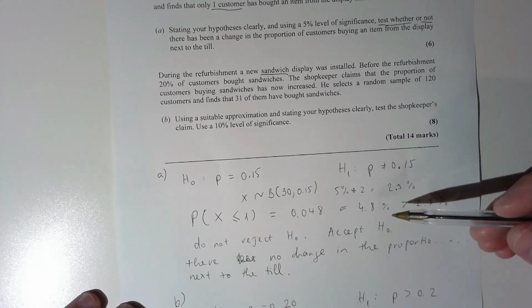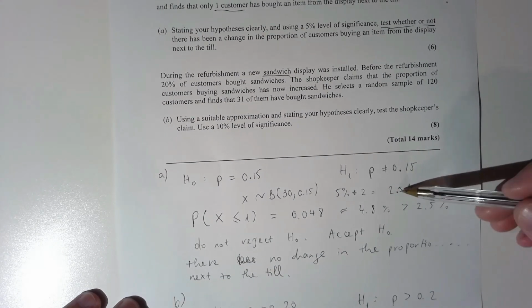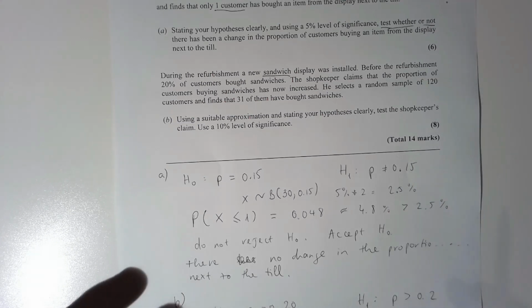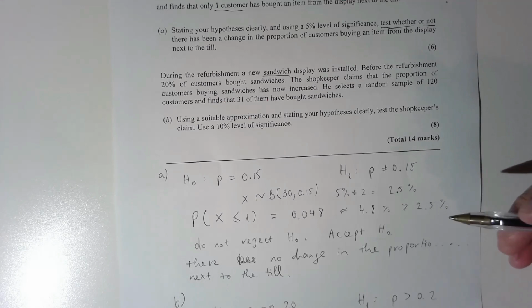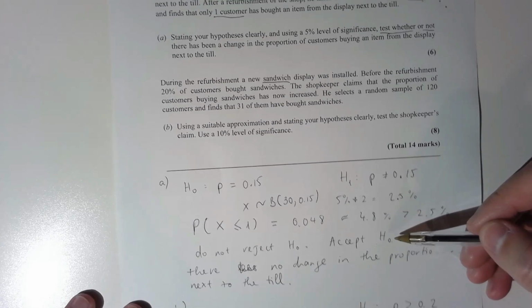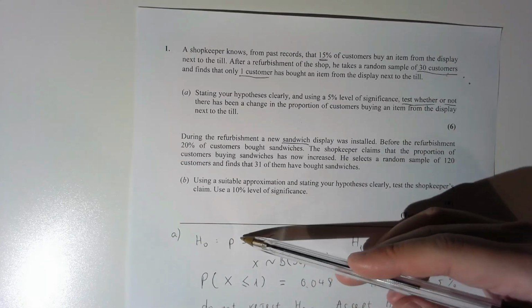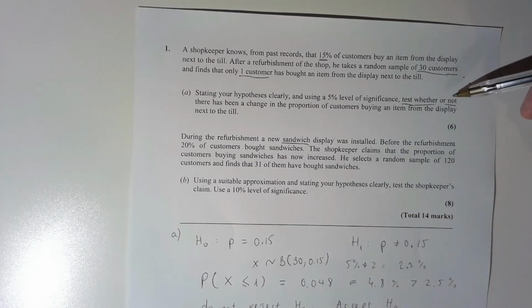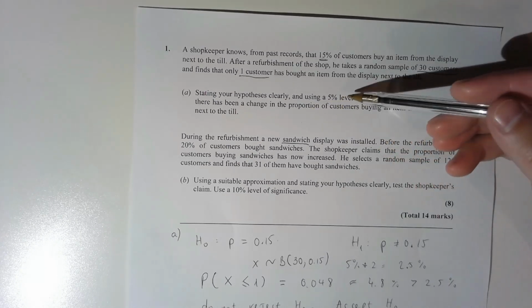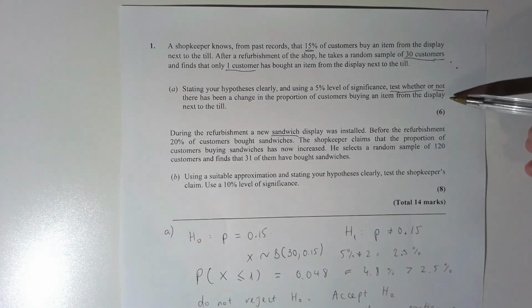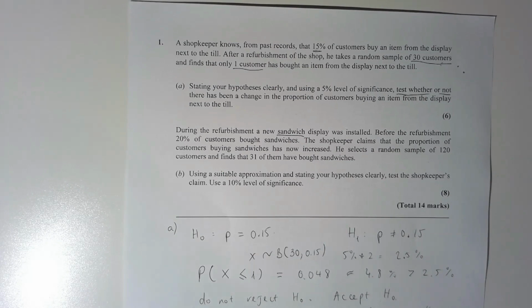Now you know that 4.8%, each tail is 2.5%. That means 4.8% is bigger than 2.5%, which means the data is not within the critical region. So not within the critical region, we do not reject H0. That means we accept H0. And so what does it mean? It means if we accept H0, P is still 0.15. That means there is no change in the proportion of customers buying an item from the display next to the till. So that could be the same as saying no change, because P is still 0.15.